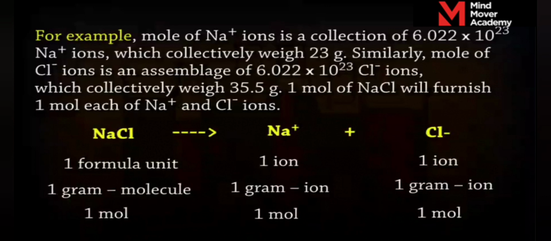NaCl gives Na+ and Cl-. 1 formula unit of NaCl gives 1 ion of Na+ and 1 ion of Cl-. 1 gram molecule of NaCl will give 1 gram ion of Na+ and 1 gram ion of Cl-. So 1 mole of NaCl will give 1 mole of Na+ and 1 mole of Cl-.